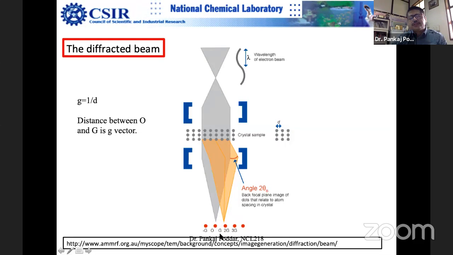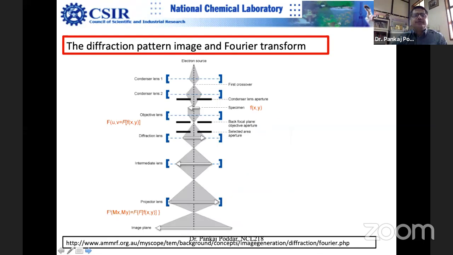You will have concentric rings actually around the optic axis. So if you have any question, you can ask. So the entire thing can be understood that this is your specimen in the real space, f function of x and y, basically real space. So after you pass these electrons through the objective lens, right?